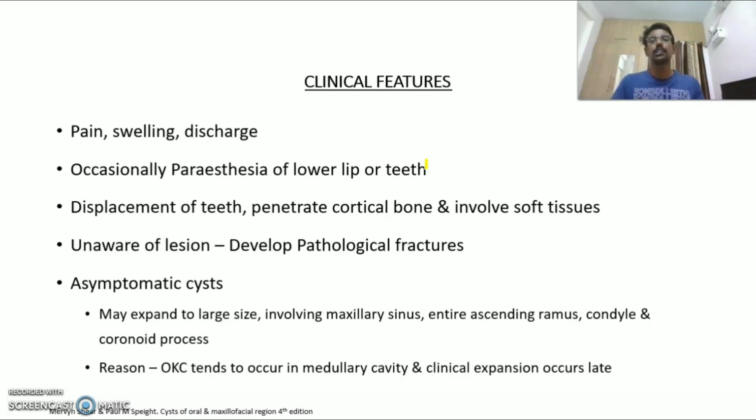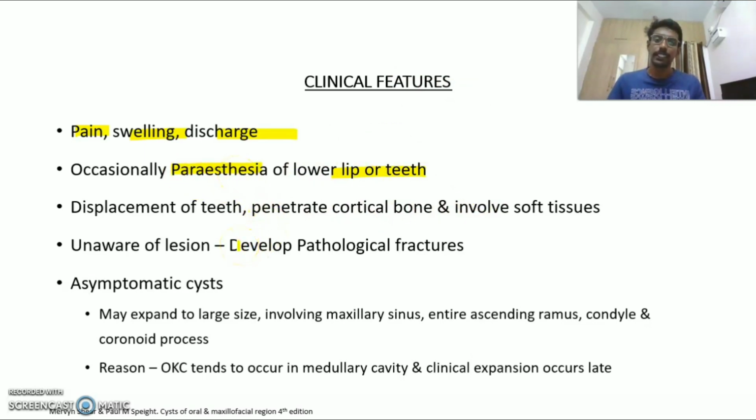So what are the common clinical features and symptoms given by the patient? The patient might give symptoms like pain or swelling or any cystic discharge from the site of the swelling. Sometimes patients feel paresthesia occasionally in the lower lip and the teeth. Why is the paresthesia coming? As I said before, it is most commonly seen in the posterior mandible. So what is the important landmark in the posterior mandible? It's the inferior alveolar nerve. Once this cyst involves the inferior alveolar nerve, it will impinge on or compress the nerve, and it will cause paresthesia.